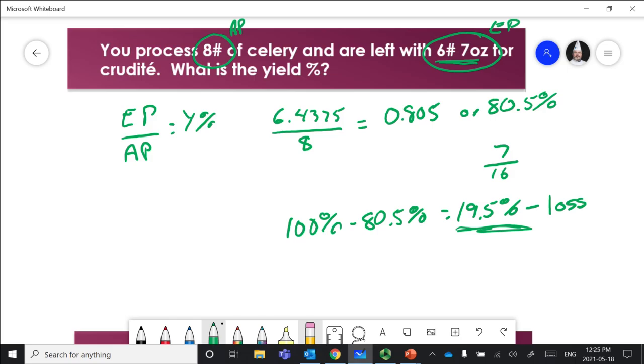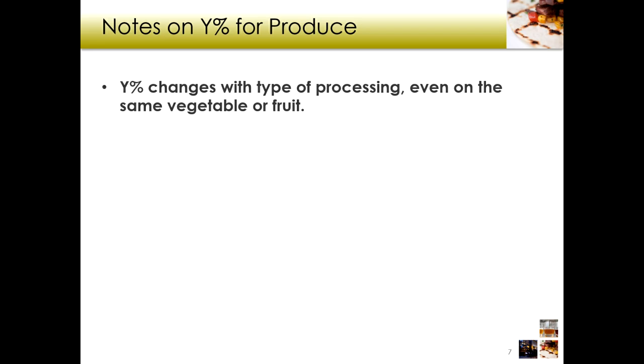Okay? So a couple of notes on produce. The yield percentage changes with the type of processing, even on the same vegetable or fruit.